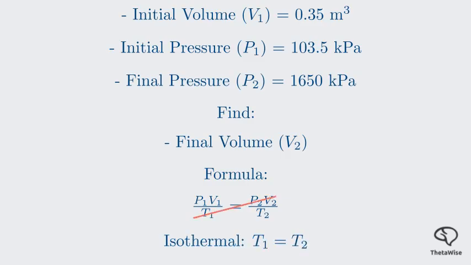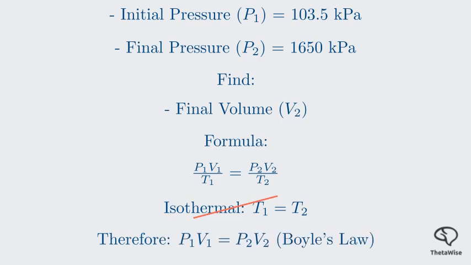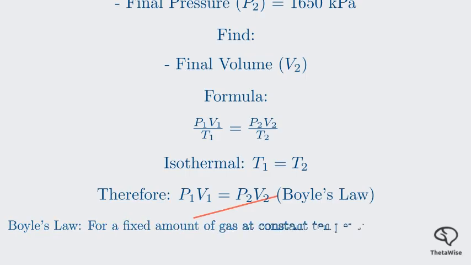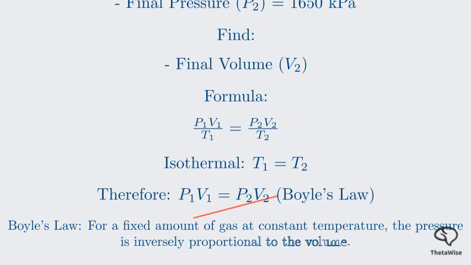Because of this, we can cancel them out from both sides of the equation. This simplified equation, P1V1 equals P2V2, is Boyle's law. It states that for a fixed amount of gas at constant temperature, the pressure and volume are inversely proportional. Now we have our formula and all the necessary data.